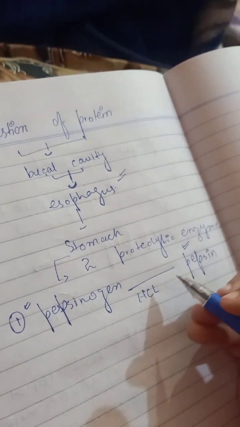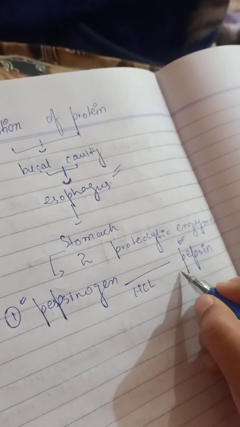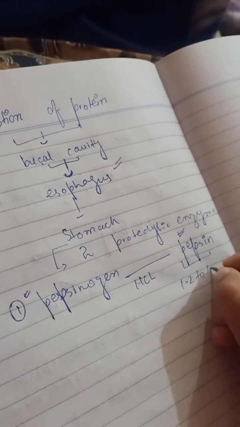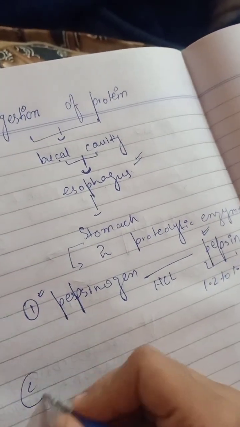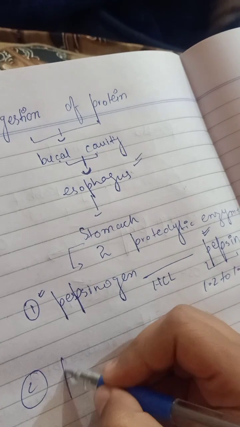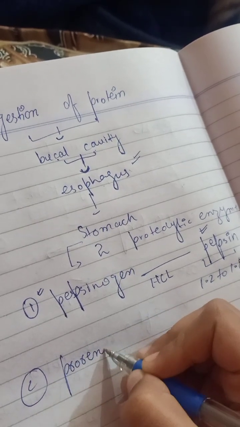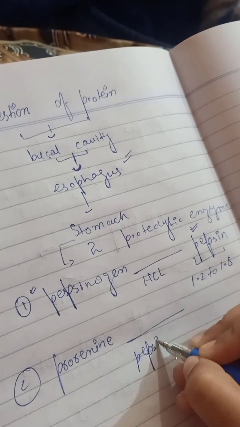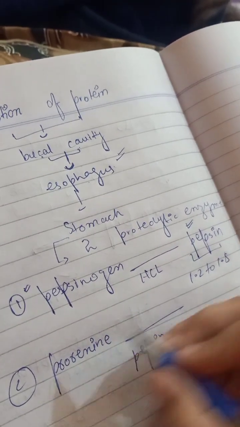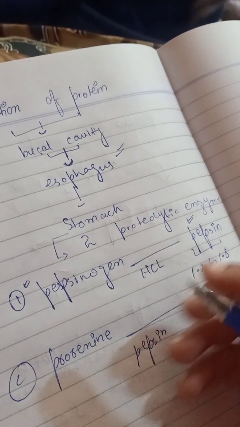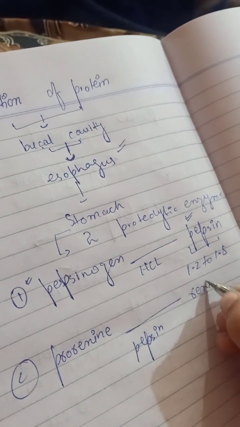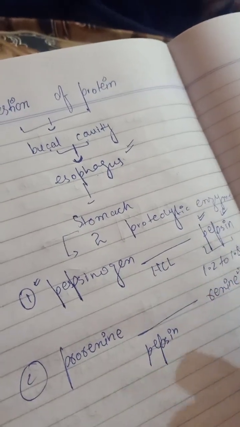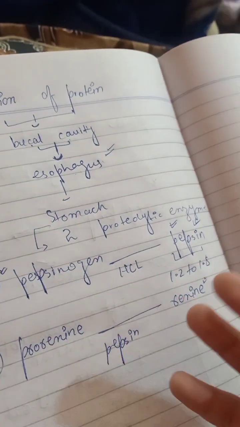Okay, so the first one is this, and the pH of pepsin is 1.2 to 1.8. Okay, the second proteolytic enzyme we have is prorenin. This is also in the inactive form. The pepsin will work on it, and prorenin will become renin, which is the active form. Now they both will work on the protein because they are converted into the active form.